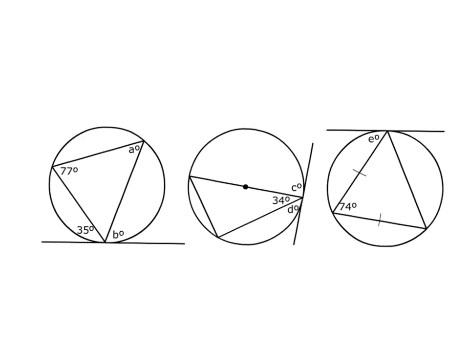Okay, first example, you didn't really have to do any working out. You just had to spot that A was the same as the bottom left, so it would be 35 degrees. And B would be the same as the top left, which was 77 degrees.